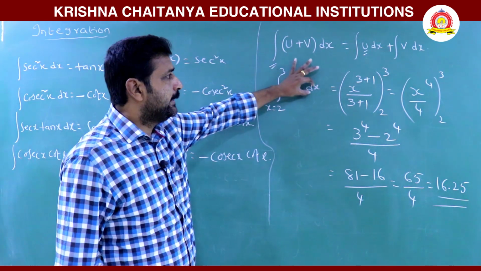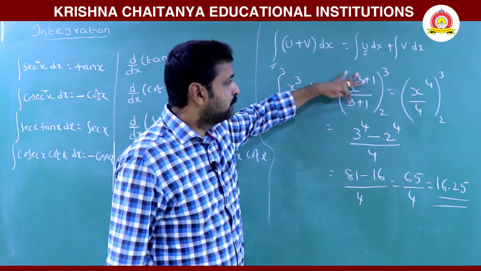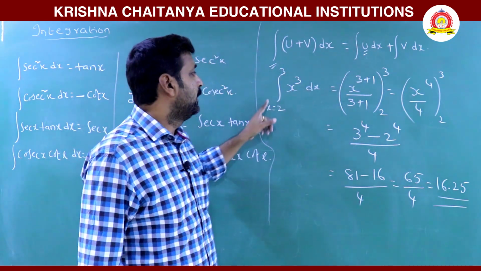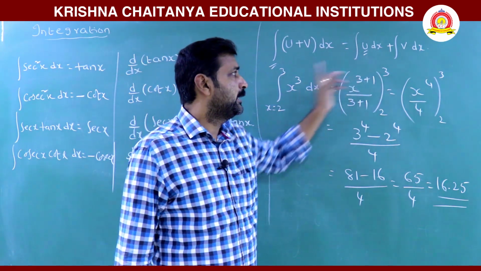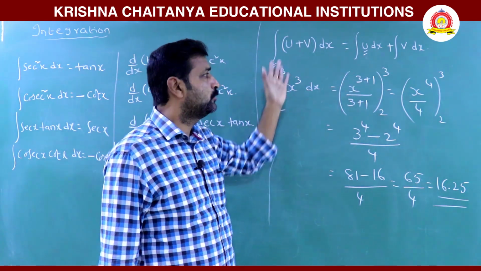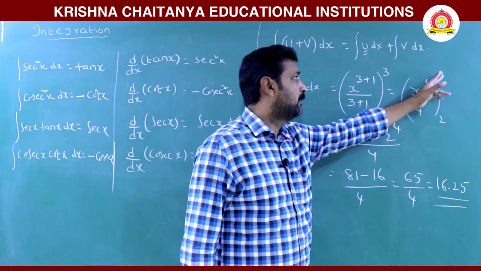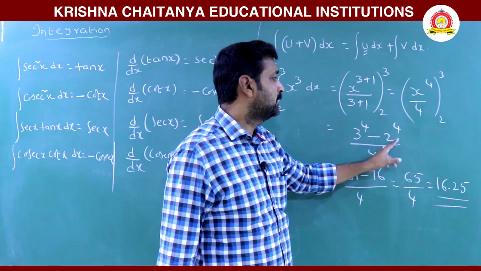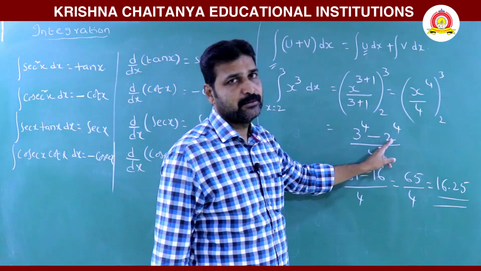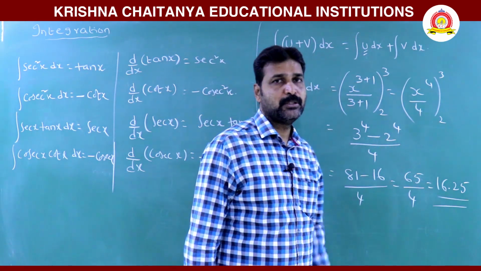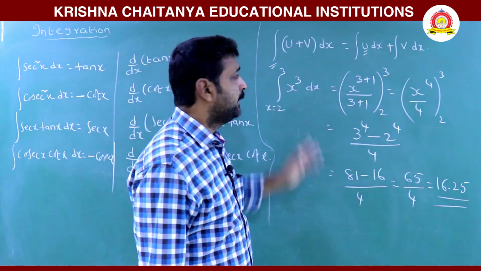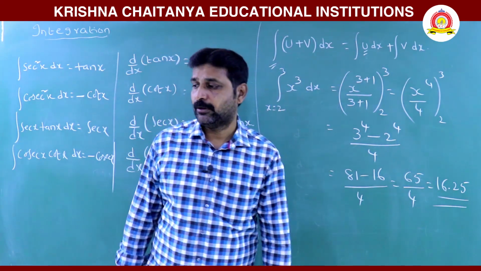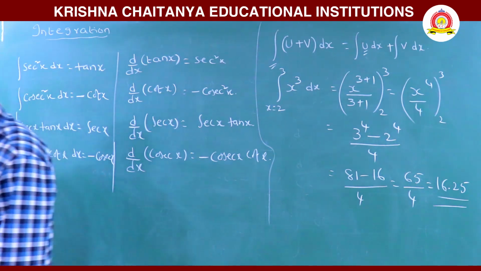So the integral of x power n dx is x power n plus 1 by n plus 1. Limits are taken from 2 to 3; the x position changes from 2 to 3. Then first substitute the upper limit in x, minus the lower limit in x, and you will get the result. So this is the integration formula where x power n dx can be used.